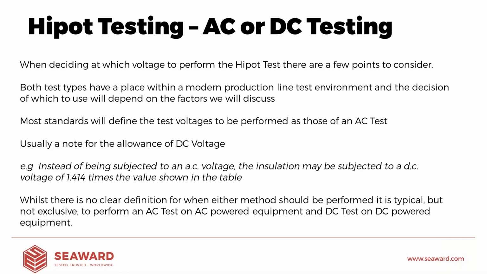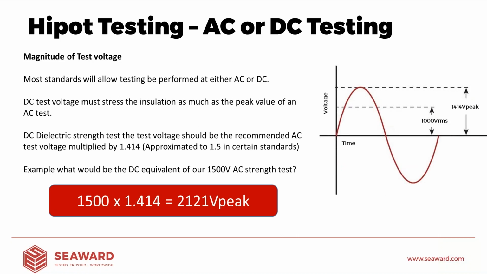So we're keeping the method of voltage application the same as that at which it would normally be powered from. But it's not exclusive to that, and we'll cover some of the reasons why shortly. So firstly, let's talk about the magnitude of test voltages. As I said to you before, most standards will allow testing to be either AC or DC. Most of them will prescribe the AC voltage with a note around the application of a DC test voltage.